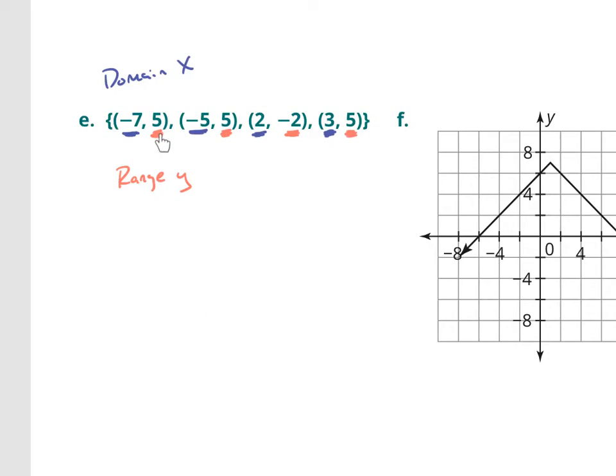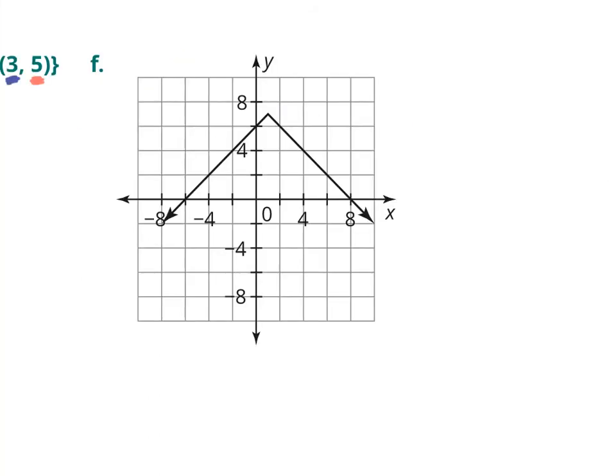Now that girl went on 3 dates, but that's okay. Girls can go on as many dates here. Ranges can match up with as many domains as they want, but the rule is only every X can match up with just one Y. Okay? Every X has to match up with one Y. So this one is considered a function.